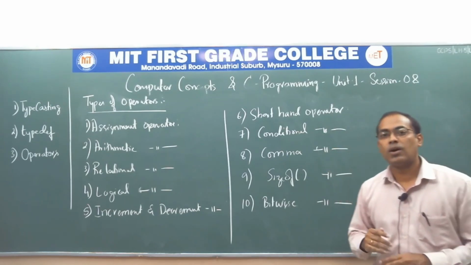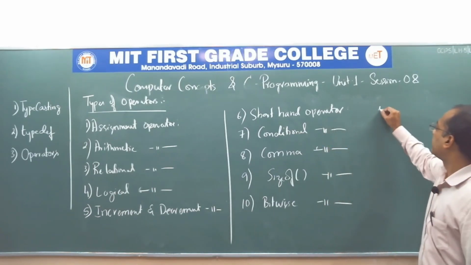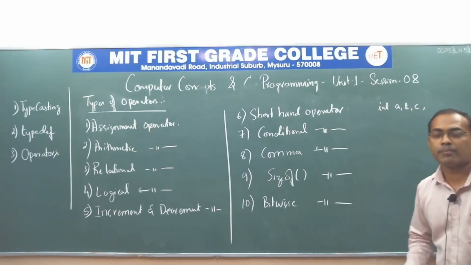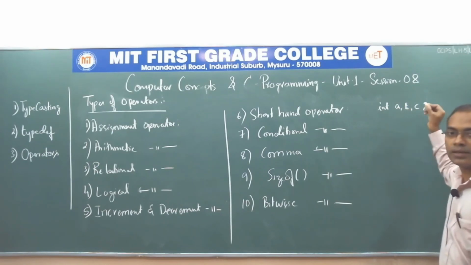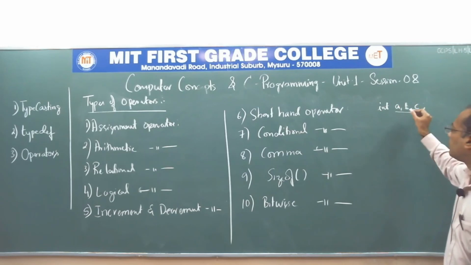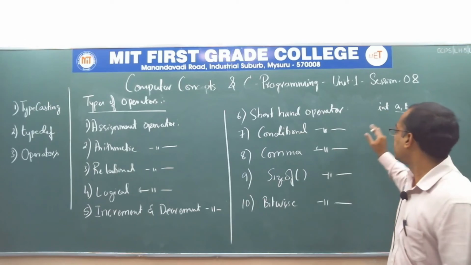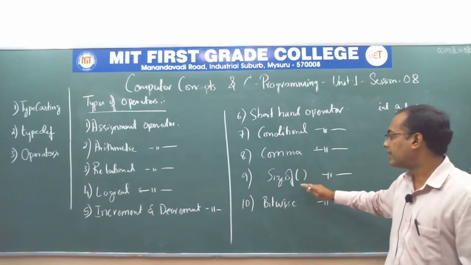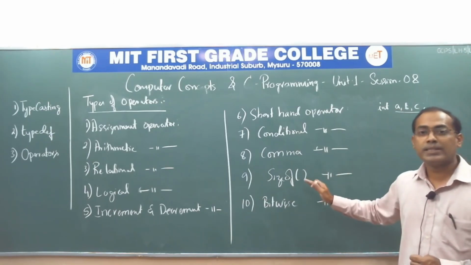Then we have the comma operator. You have already seen the comma operator. For example, in the previous session I wrote int a, b, c. So when you use a comma over here, you are joining expressions, or you can call them variables. If you want to join expressions or variables, then you call that operator the comma operator. Then the sizeof operator is a different kind of operator, which is like a function.